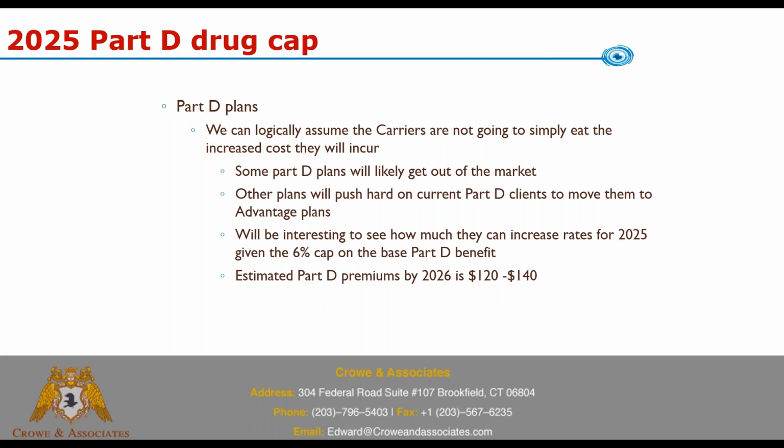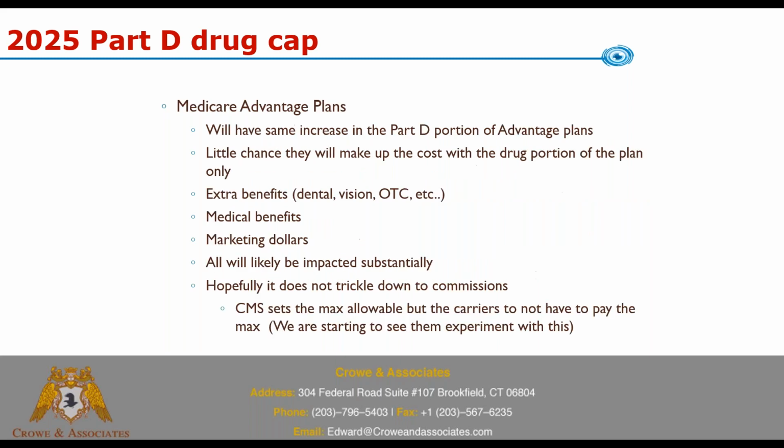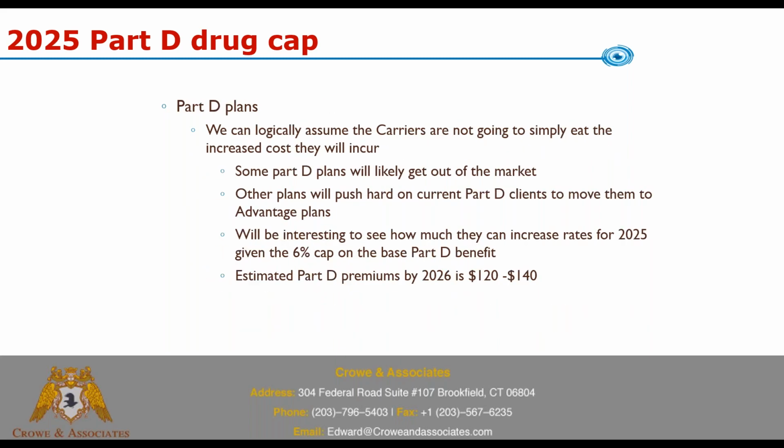There are estimates, though, from multiple sources, Kaiser's one of them, that by 2026 your average Part D premium will be $120 to $140 a month. So you're talking substantial increases, and that alone probably won't even be enough to make up the difference. In fact, some of them said that by 2025, but I just don't see how they could jump that much with that cap. But it depends on what you read. Some say 2025, some say 2026, but they're all pretty much the same on the consensus of that premium range. Is it right? I don't know. Time will tell.